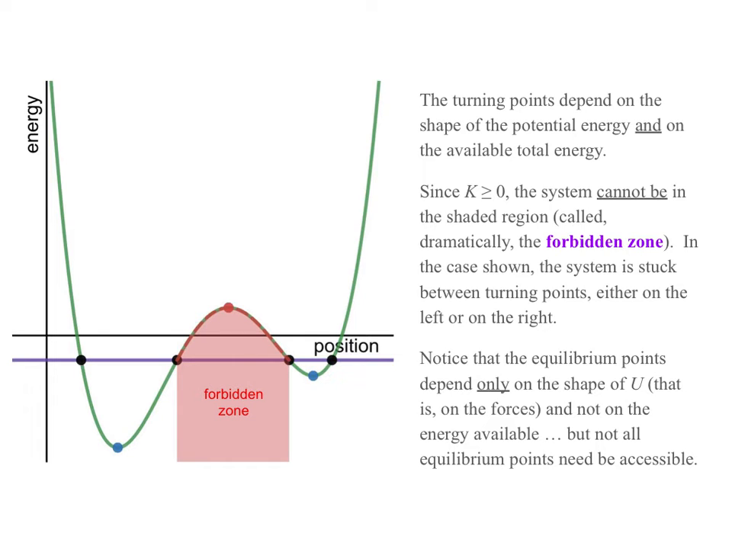In the case shown, the system is stuck between turning points, moving either between here and here, or between here or here. Notice that the equilibrium points depend only on the shape of U, but, I'm a little early on equilibrium points, we'll come back to that. But the turning points and therefore the forbidden zone depend on the shape of U and the particular energy you're at. Why is it called a classical turning zone?